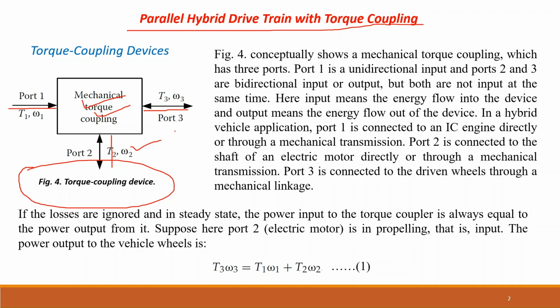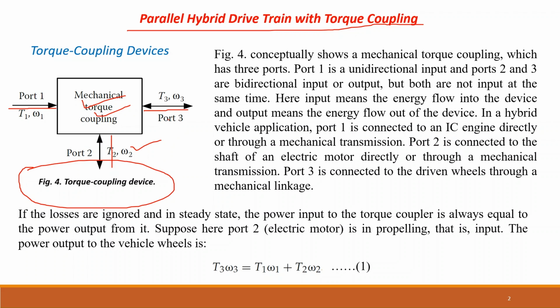The equation says that as port 1 and port 2 are inputs, the torque and angular speed of port 1, T1 omega 1, plus the torque and angular speed of port 2, T2 omega 2, is equal to the output torque and angular speed. Torque and angular speed multiplied together give the power. Here, port 1 and port 2 are considered as the input and port 3 as the output. So T3 omega 3 is equal to T1 omega 1 plus T2 omega 2. This is the ideal case.